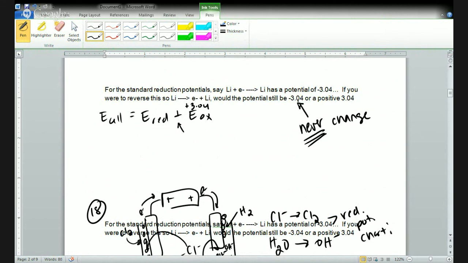But if you were to write the reaction, you would have to actually flip the reaction. So this is what you would want to do. You would want to flip that on your test, but do not change the number because the reaction for E cell will do it for you. So yes to flipping the reaction to show oxidation. No to flipping the number. No, E cell does it for you.